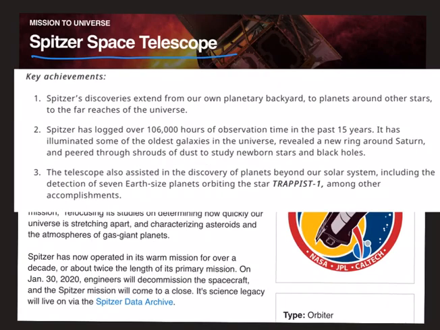And here are some of the key achievements of Spitzer Space Telescope in the last 16 years. Firstly, it has logged over 106,000 hours of observation time in the past 15 or 16 years. It has studied some of the oldest galaxies in the universe, revealed a new ring around Saturn and peered through shrouds of dust to study newborn stars and black holes. And it has also assisted in the discovery of planets beyond our solar system. This includes detection of 7 Earth-sized planets orbiting the star TRAPPIST-1.